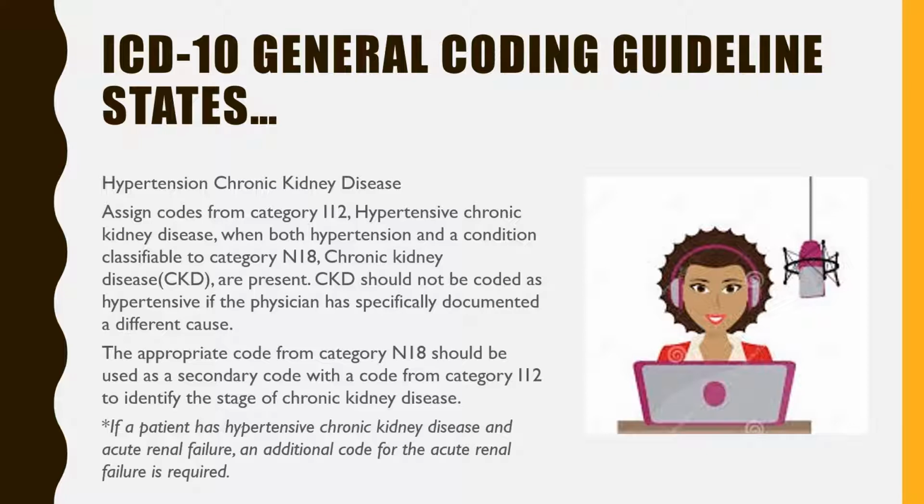CKD should not be coded as hypertensive if the physician has specifically documented a different cause. The appropriate code from category N18 should be used as a secondary code, with a code from category I12 to identify the stage of chronic kidney disease. Side note, if a patient has hypertensive chronic kidney disease and acute renal failure, an additional code for the acute renal failure is also required.